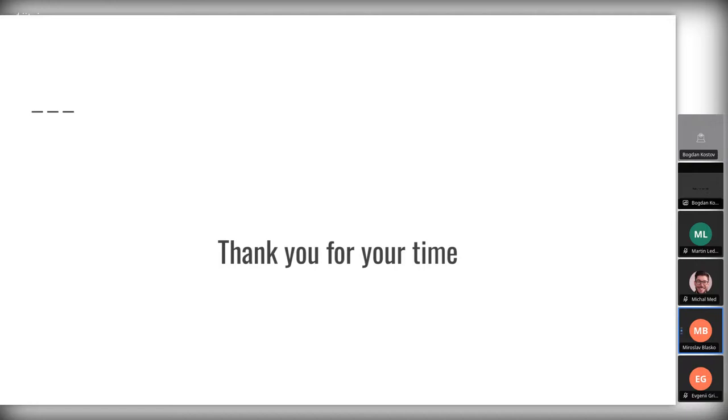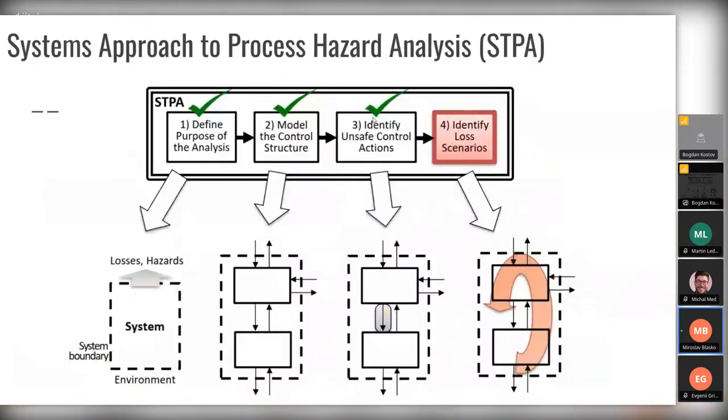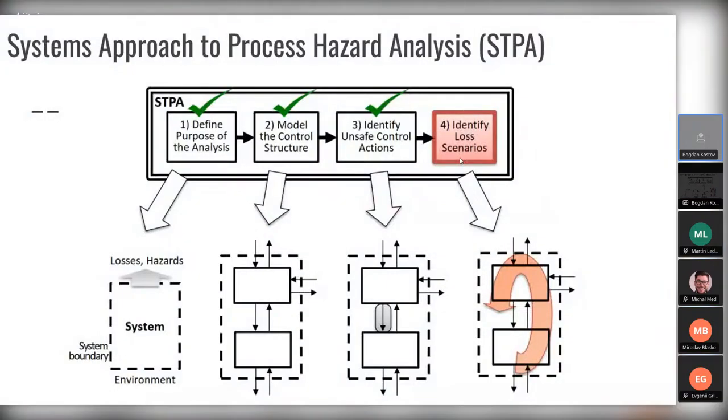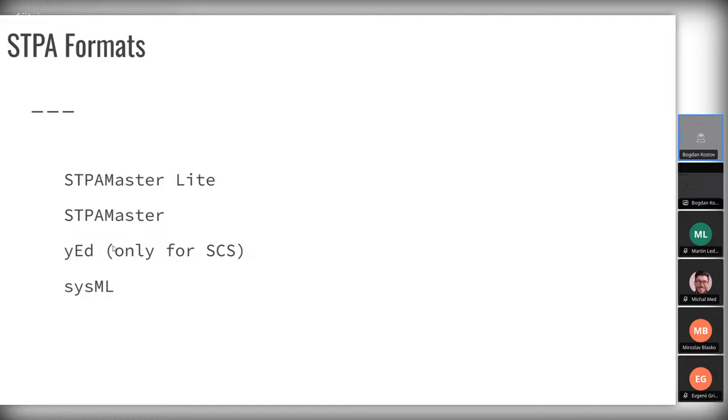Okay, so maybe go to slide 2 or 3 where you have this part, these scenarios. So what is exported into the ontology? Everything, right? Like all 4 steps. Do I understand it correctly? Yeah. Well, it depends on the format. So, for example, for YED and SysML it is just the control structure.